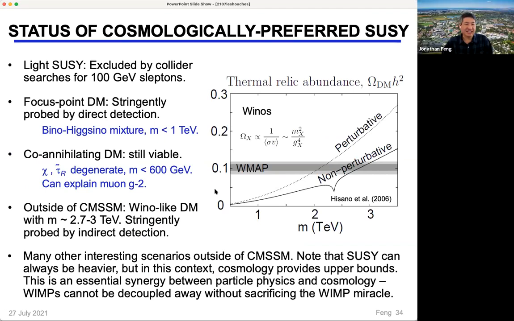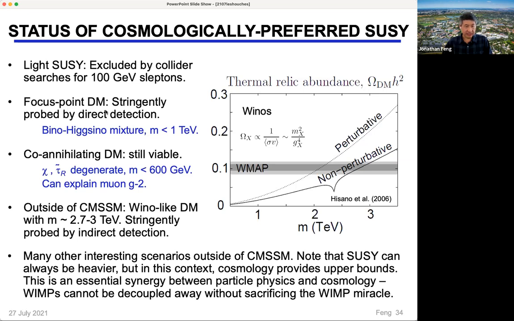Okay, so then, given these cosmologically preferred regions, you could ask, well, what are the implications for all sorts of things? So, first thing is that the light SUSY bulk region, where we predicted 100 GeV leptons, is just not viable anymore. They were not viable already at LEP, but the LHC has excluded 100 GeV leptons. So this might have been a good idea, but is experimentally excluded.